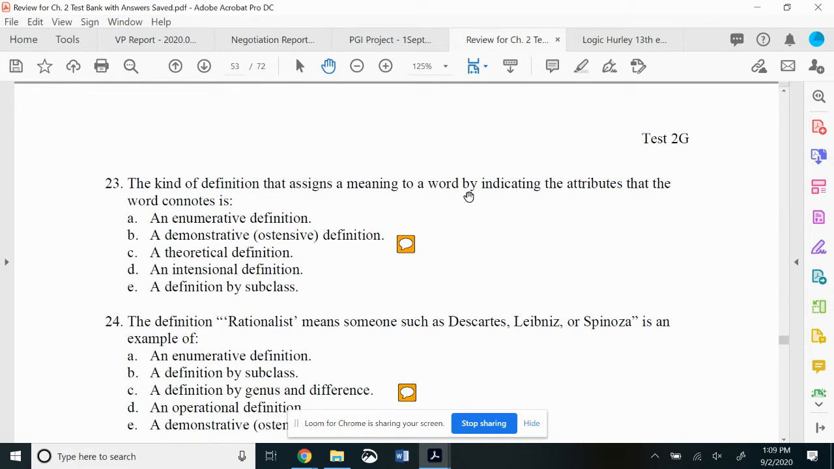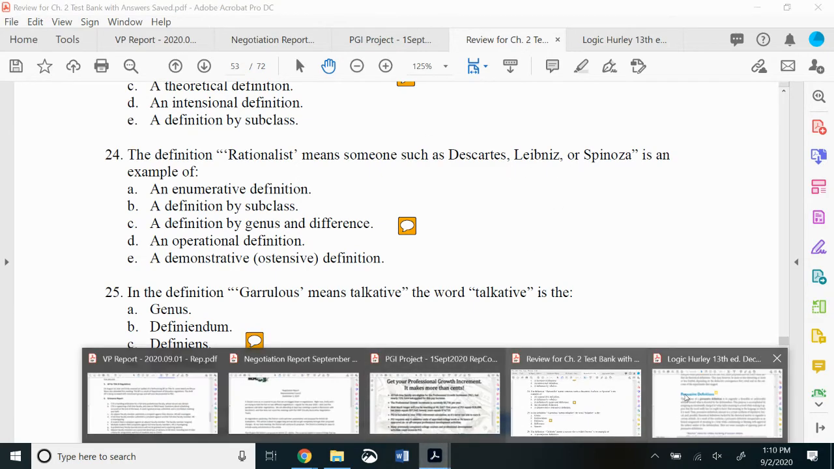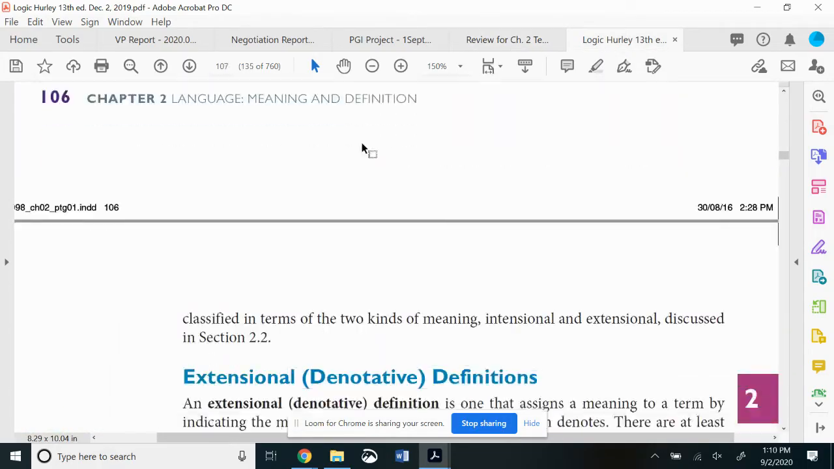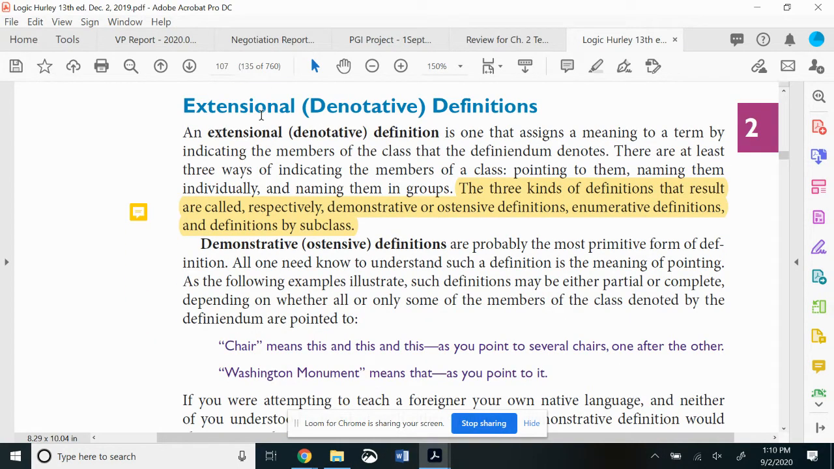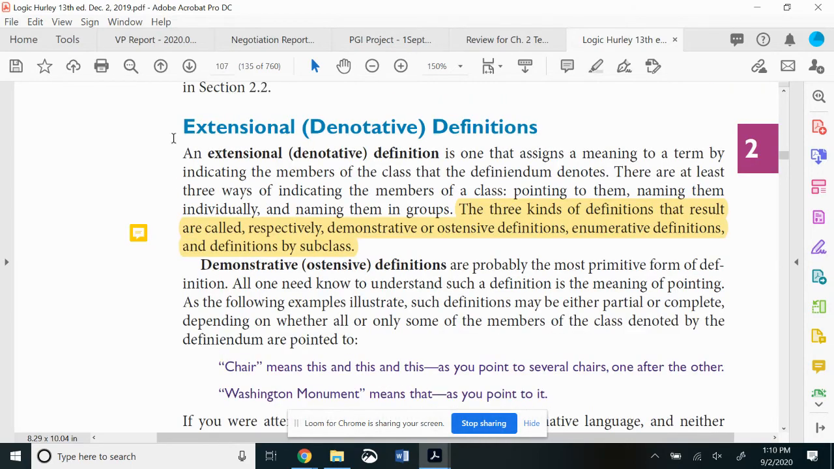Kind of definition that assigns a meaning to a word indicating the attributes that the word connotes. And I think now we're in section 2.4. So you can look at this in your book or MindTap. It's D, an intensional definition. Definition rationalist means someone such as Descartes, Leibniz, Spinoza is an example of. So let's go to this section. In this section 2.4, it gives you examples of extensional, or in parentheses denotative, and it gives you a few different examples of how these types can work.